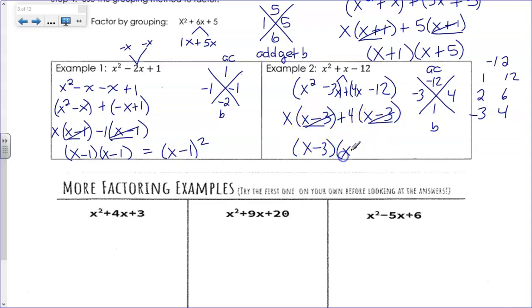And then that leaves me x plus 4. Now I can do a quick check. X times x is x squared. Negative 3 times positive 4 is negative 12. And then 4 minus 3 is positive 1.